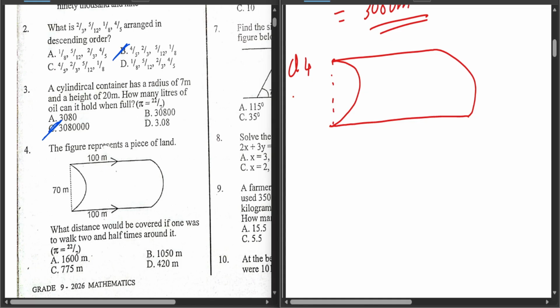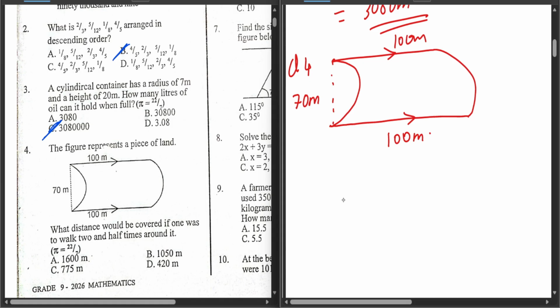Okay, and this is your radius, 70 meters. This is 100 meters. This is 100 meters. This is 100 meters. And what distance will be covered if one was to walk 2.5 times around it?